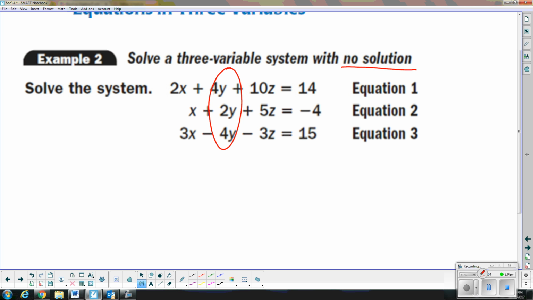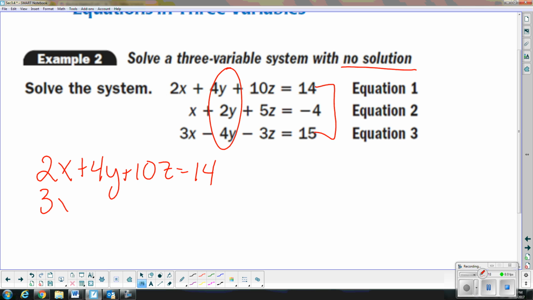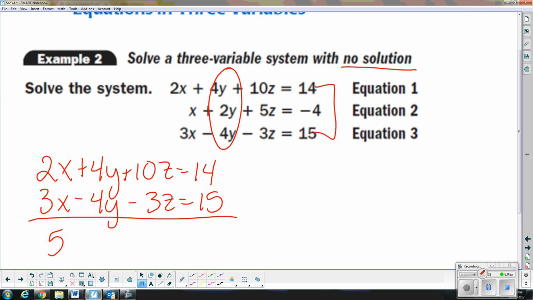Okay, so what do you want to use? Equations 1 and 3 first. So 2x plus 4y plus 10z equals 14. 3x minus 4y minus 3z equals 15. Add these together to get our new equation. 5x, the y's are gone, minus 7z equals 29. That's one equation with 2 variables.